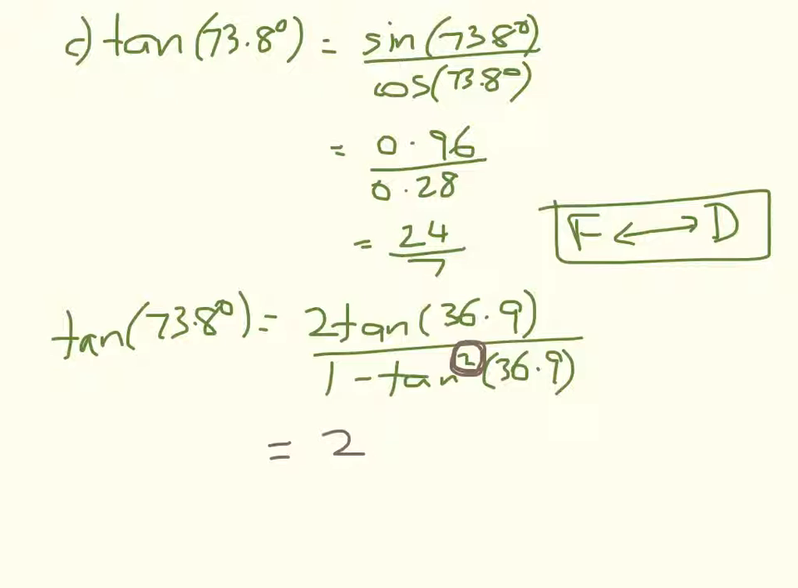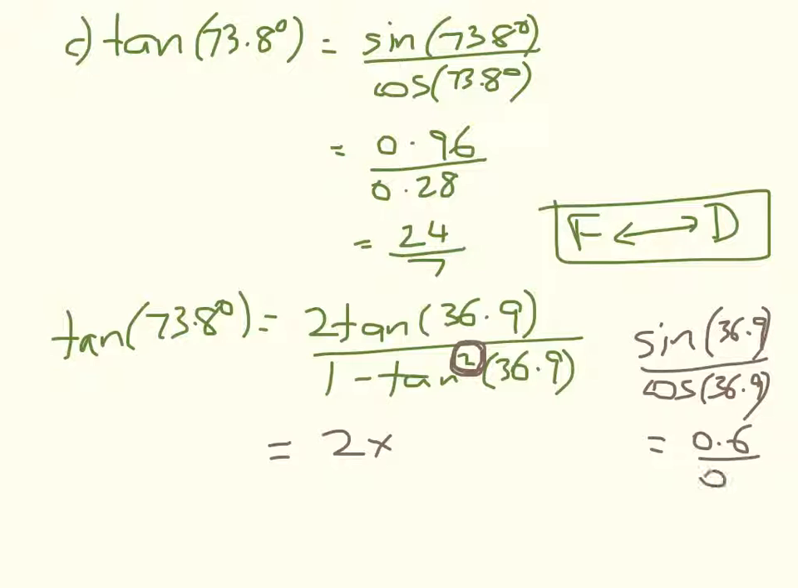Here we've got 2 times, now what's the tan of 36.9? Well, it's the sine of 36.9 over the cosine of 36.9. So that works out to be 0.6 over 0.8 or 0.75. And we can go 1 minus that.